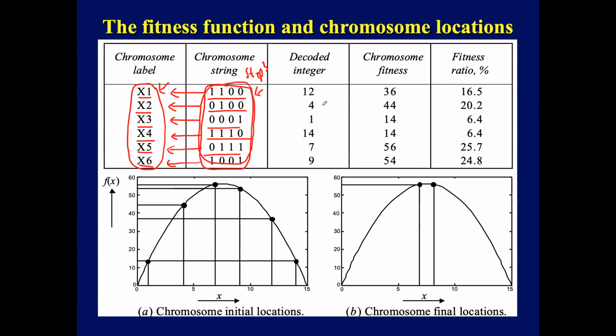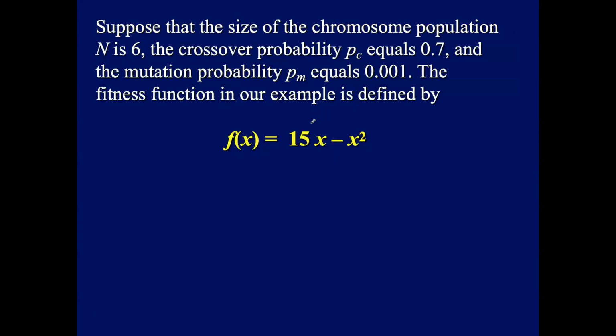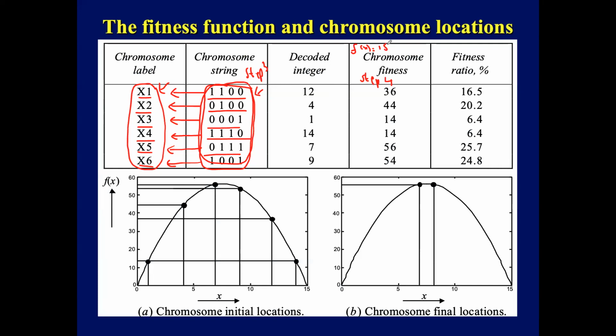Now, step number 4 is where we calculate the fitness. So step 4 is here. We calculate the fitness. Now remember, our fitness function is f(x) equals 15x minus x squared. So that is our fitness function. But given these chromosomes, how can we determine the fitness?